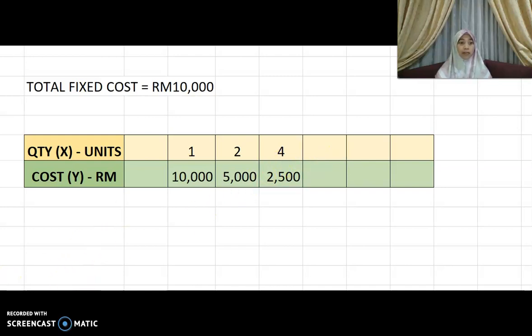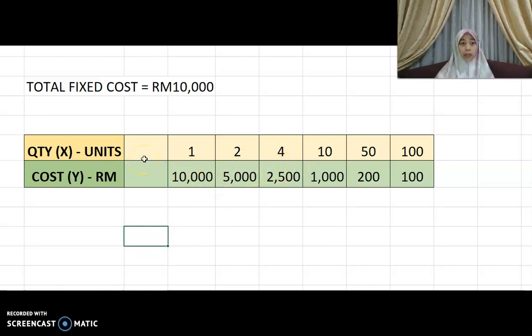So you can plot for any quantity. What if you produce 10 units? You just take 10,000 divided by 10 units. Each unit will carry a cost of 1,000. You can continue, you can do it for 50 and then for the rest of it. Once you have identified these values, then you can plot.